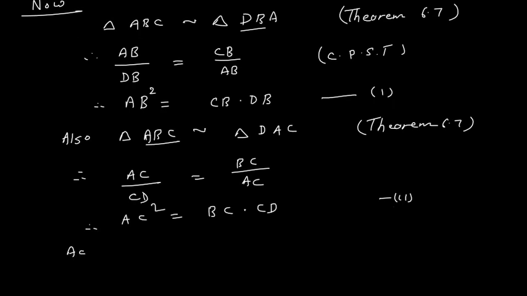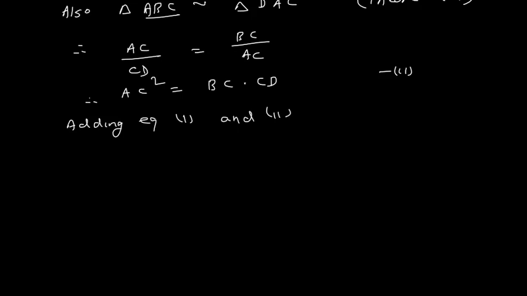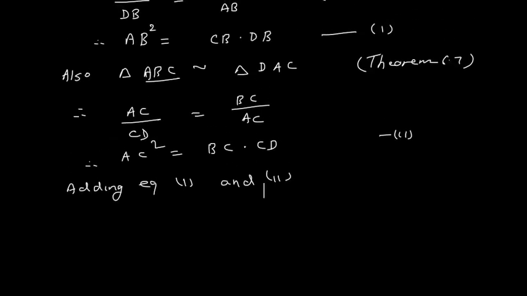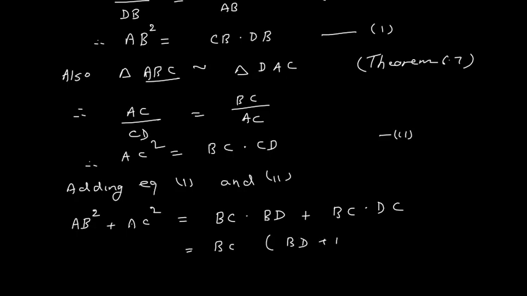So adding equation 1 and 2, we get AB square plus AC square. AB square plus AC square is equal to, here we get CB, so CB we can write BC into BD plus here it is BC into DC. Now BC I can take common, here it is BD plus DC.